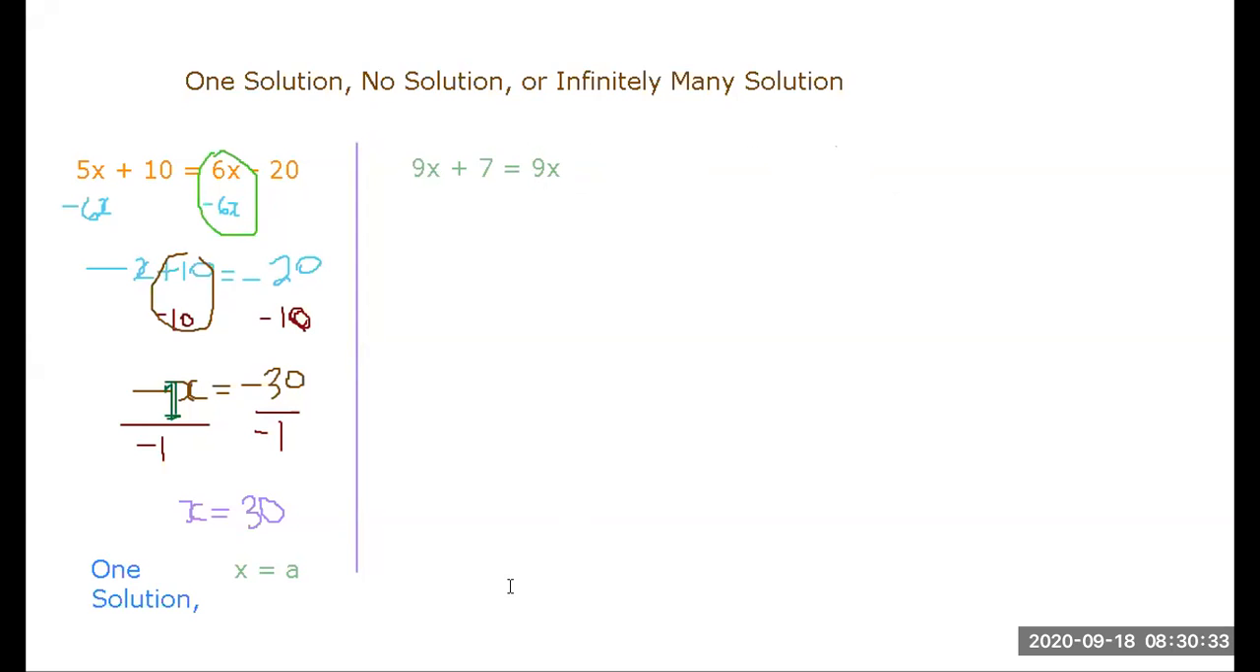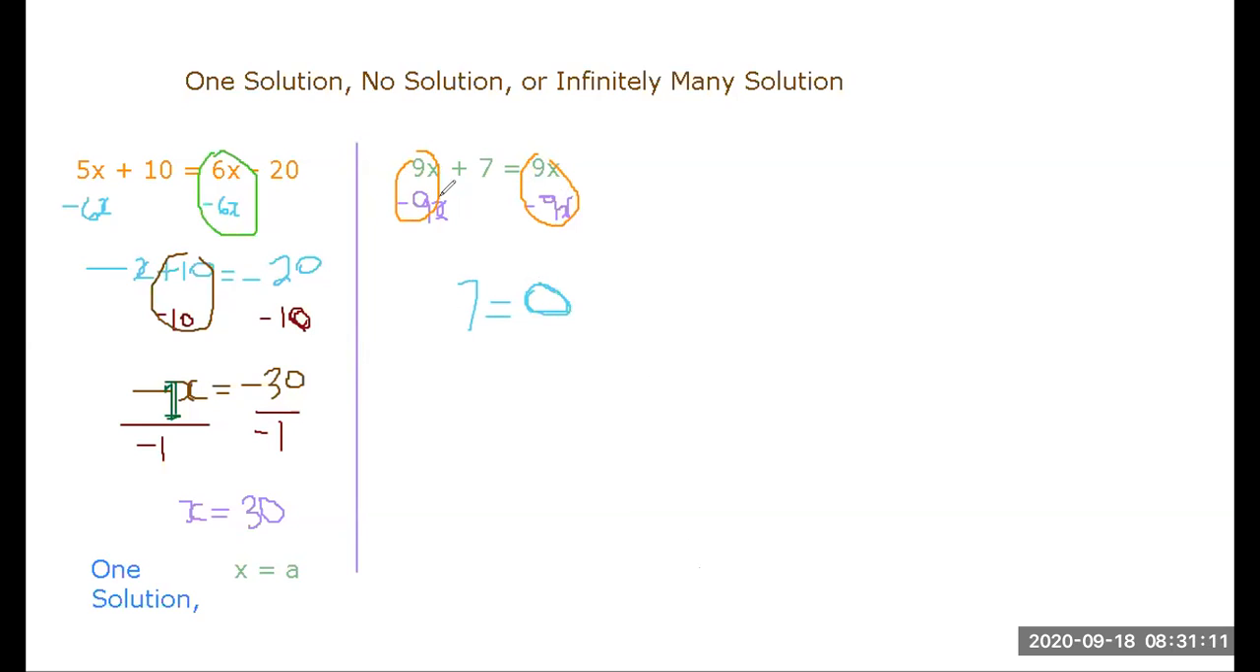So in reality, I'm going to minus 9x. I'm going to do the additive inverse. And whatever I do on one side, sure enough, I've got to do on the other side. So 9x minus 9x is 0, and 9x minus 9x is also 0. If you look at it, I'm left with 0 plus 7 equals 0.